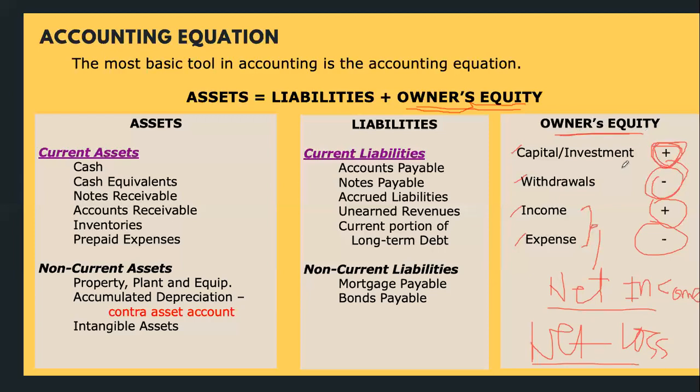So, you have capital or investment. It's either original or additional investment. Withdrawals of the owner or capital investment of the owner. You have the income and you have the expenses. So, that is the component of your owner's equity.